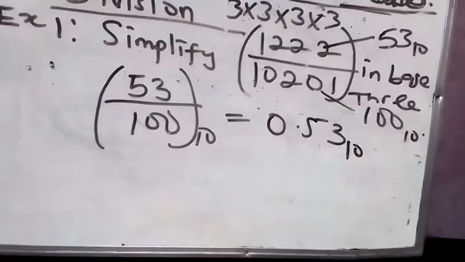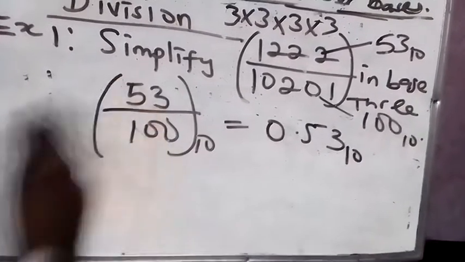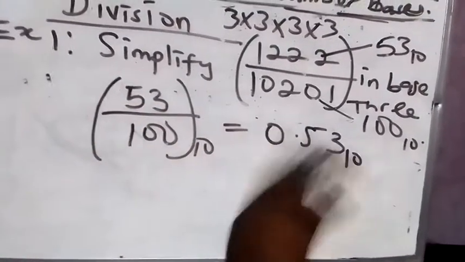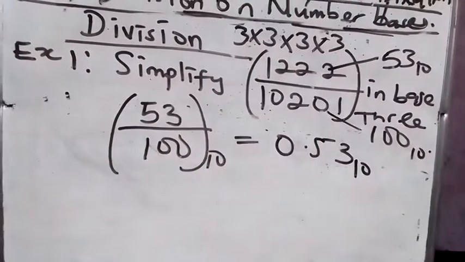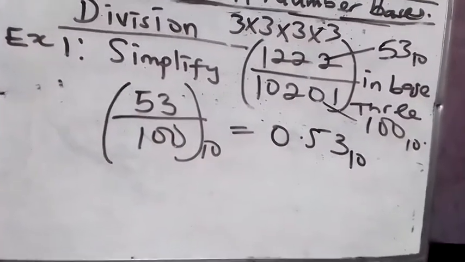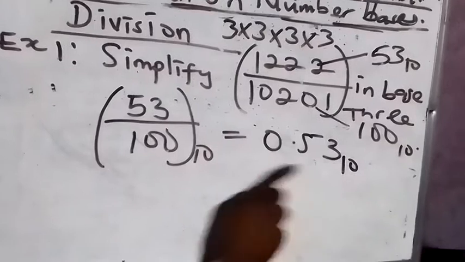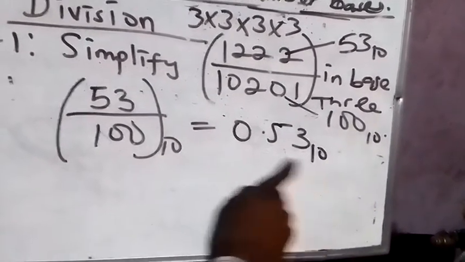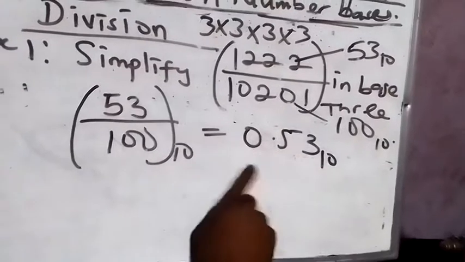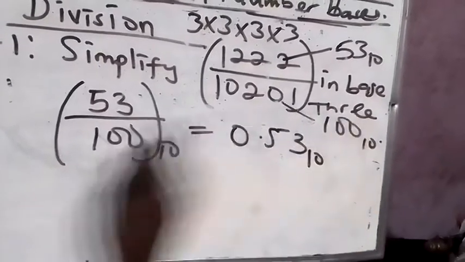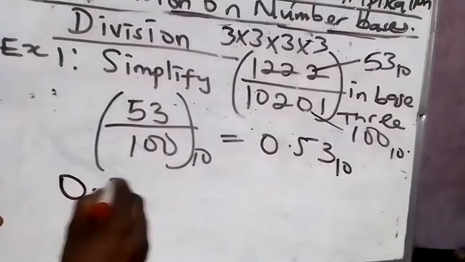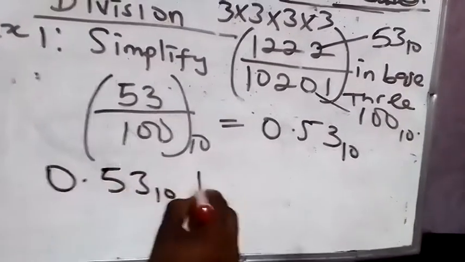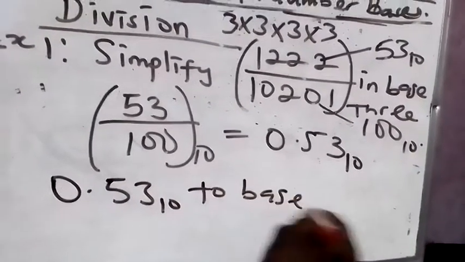I told you there are teachings that we are still going to be doing under this, how to deal with all these ones very, very well. We are still coming. But for now, let's pay attention and listen carefully. This one gives me decimal numbers. And anything this one gives you in your base 10, you are going to convert it to the base given to you. We are given base 3. That means I'm going to convert 0.53 base 10 to base 3.